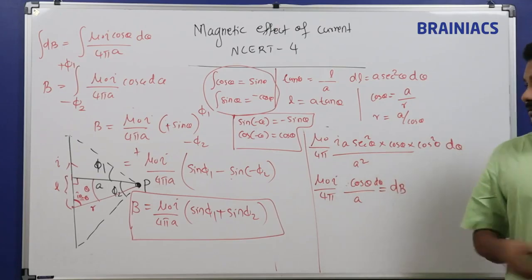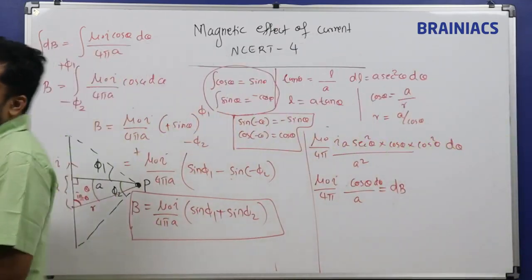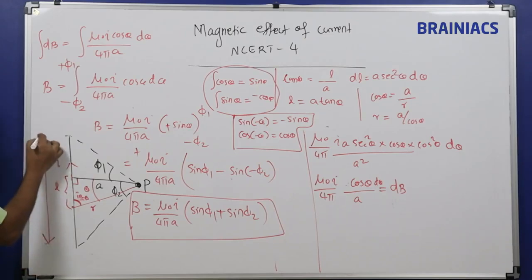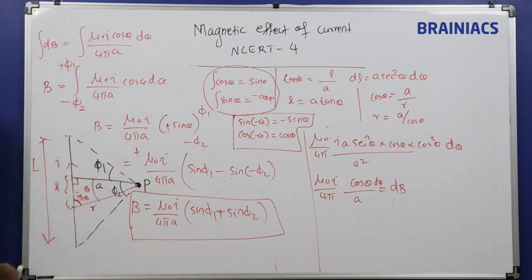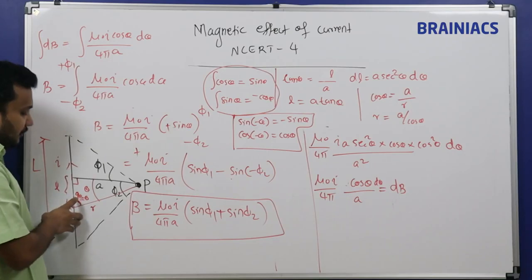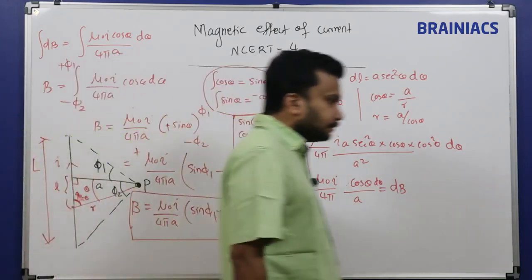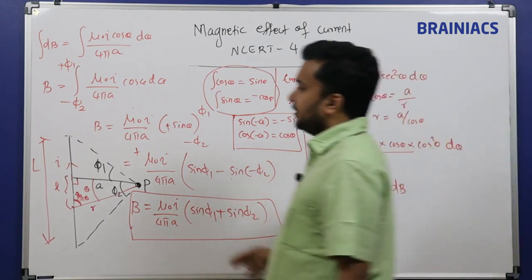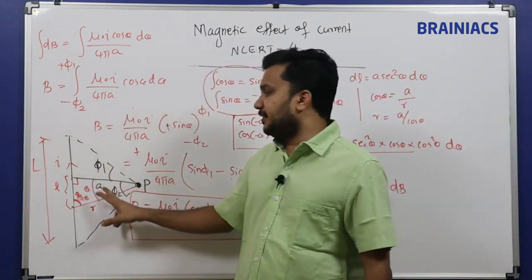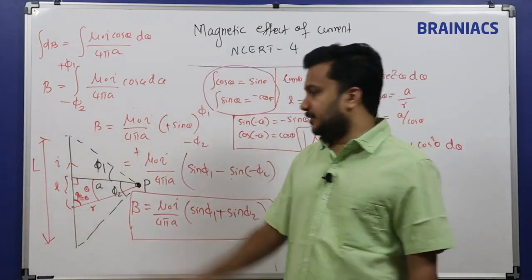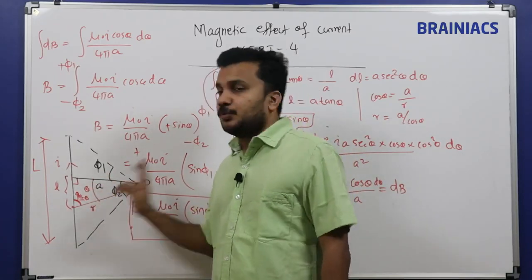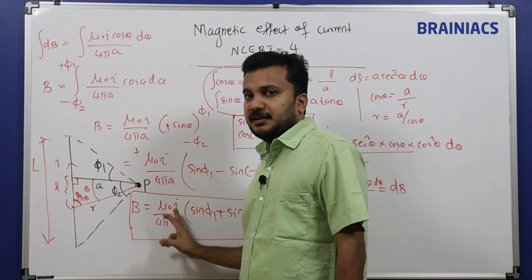Remember this derivation. This is a large conductor whose length is taken as capital L, and we considered a small l here. We started the derivation by replacing in Biot-Savart's law, mu 0 by 4 pi, I dl sin theta divided by r square. Sin theta here means sin of 90 minus theta. The question is given with phi1, phi2 and small a, so our answer should also contain only the terms given in the question: phi1, phi2, a and current.